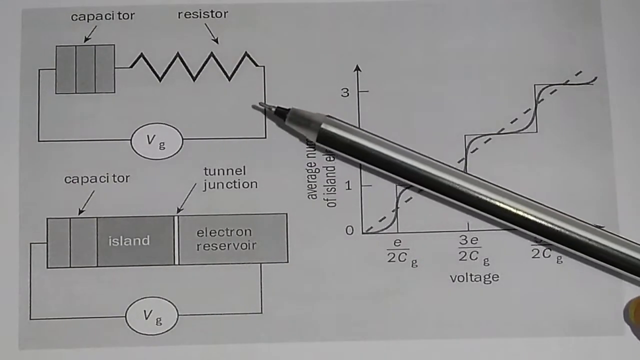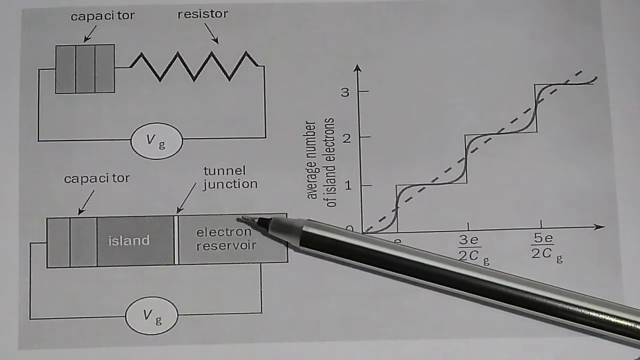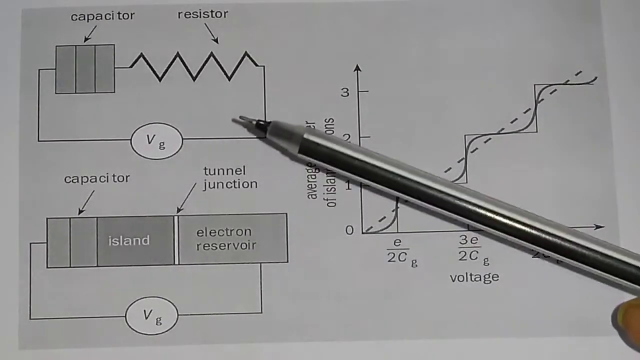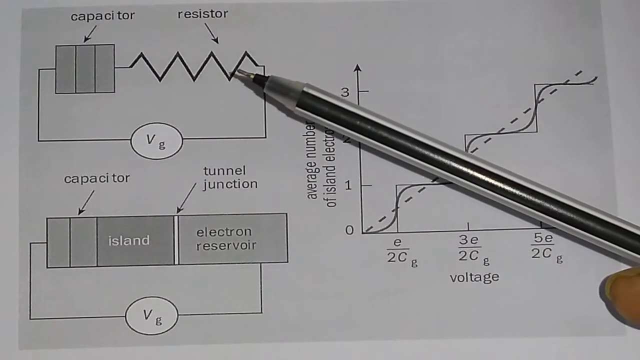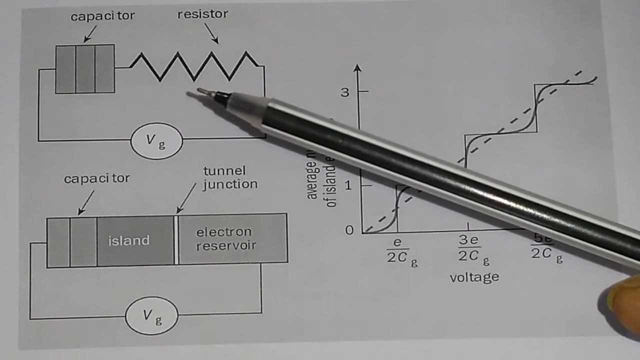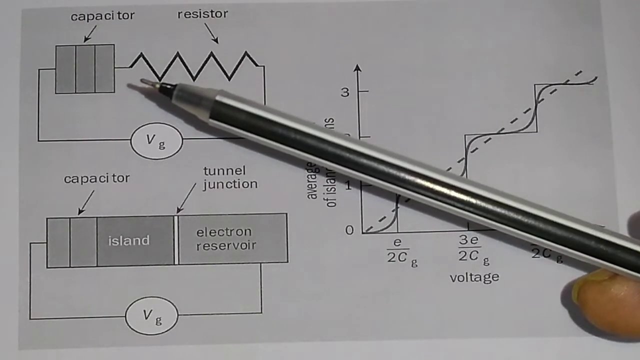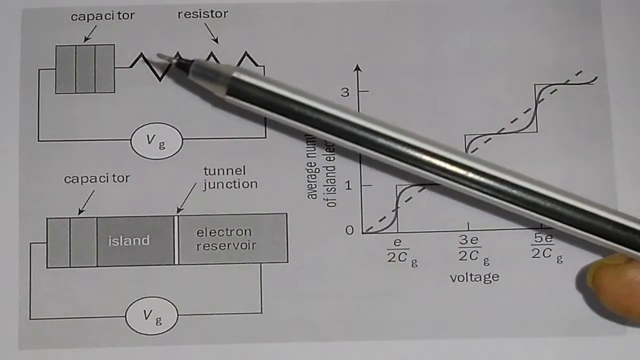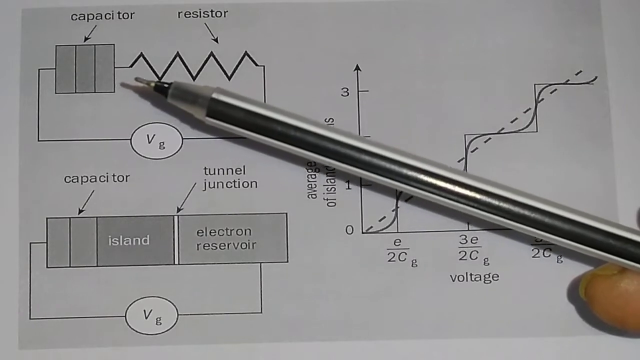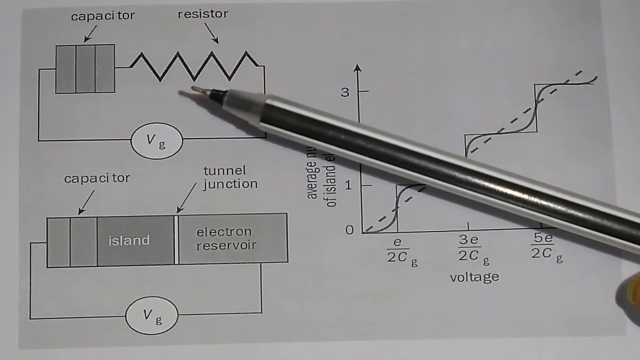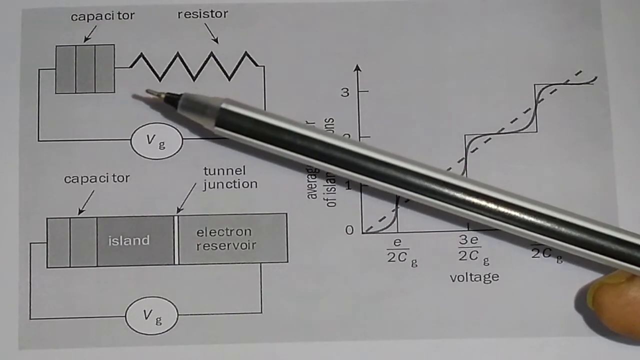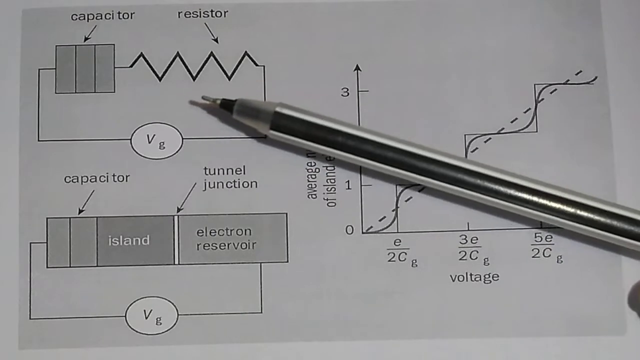And here I have shown you the difference between a single electron box circuit and simply connecting a resistor. When a capacitor is charged through a resistor, the charge on the capacitor is proportional to the applied voltage. This is the simple physics we know. If you charge this capacitor through this resistor, the charge on the capacitor will be proportional to the applied voltage, and there is no sign of quantization.